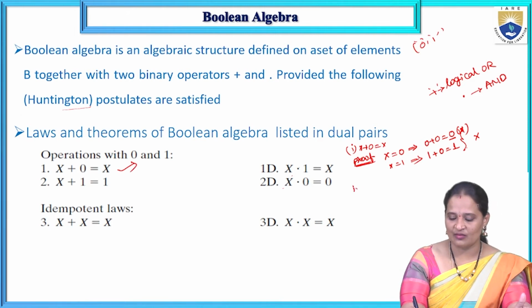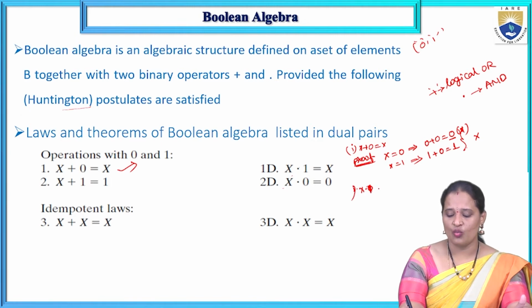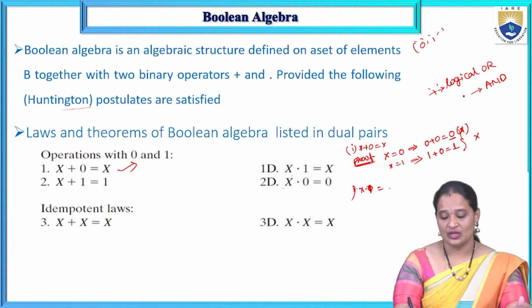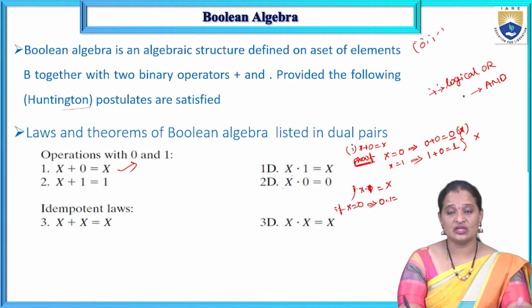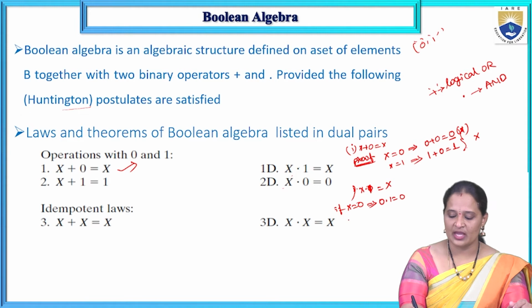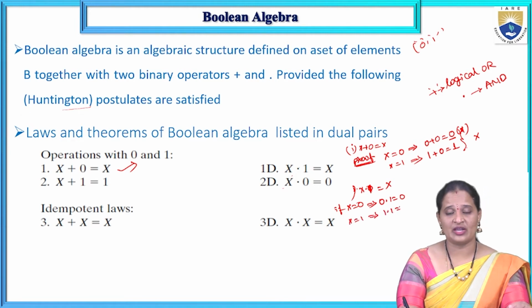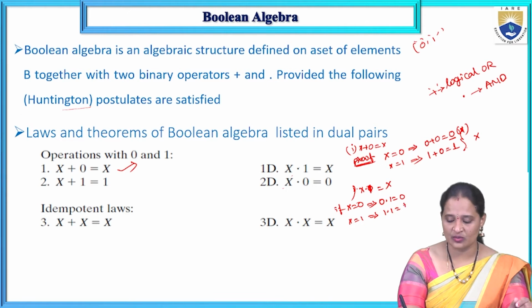Similarly, the second one, x dot 1, is equal to x. Now let us try to prove this one. If x is equal to 0, what do we get? 0 dot 1. 0 multiplied by anything is 0. Next, if x is equal to 1, then 1 into 1. In logical multiplication, 1 into 1 is equal to 1.